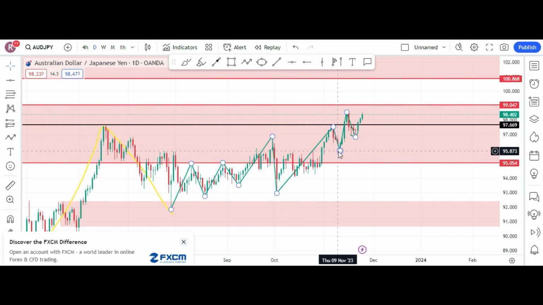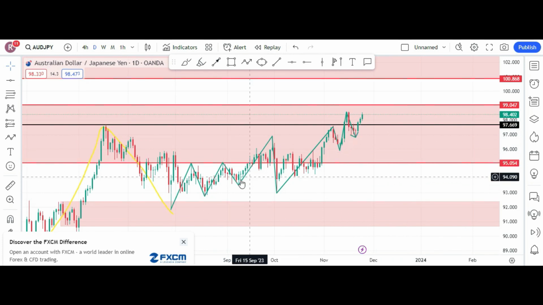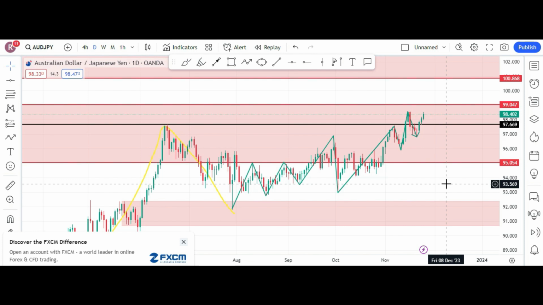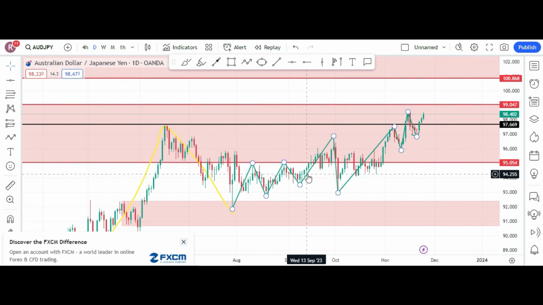So higher high, higher low, higher high, higher low. It clearly indicates that in the day time frame it is in a bullish mood, at least from August, no doubt about it. And the biggest thing is this: it has broken the neckline. Can you guys see?